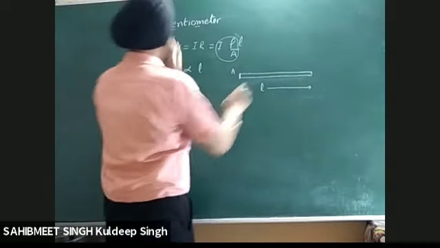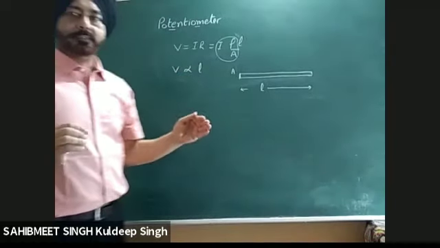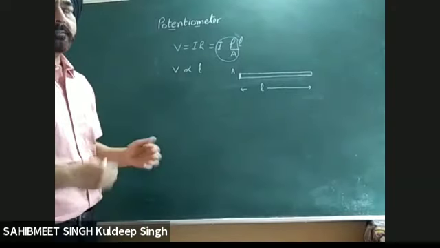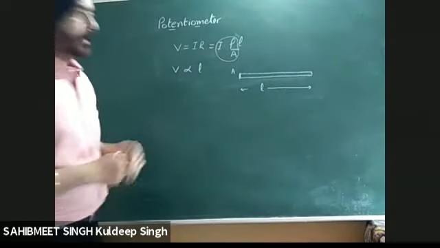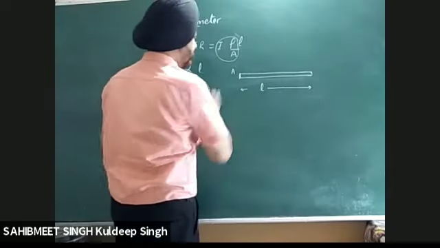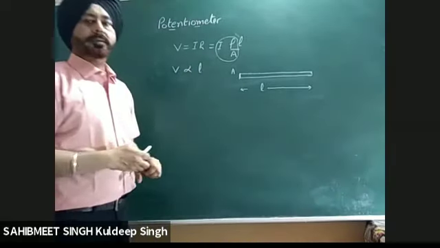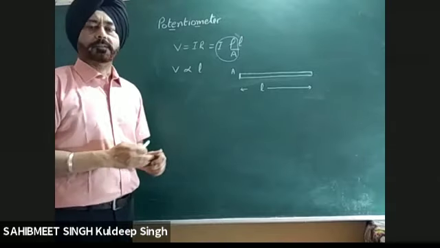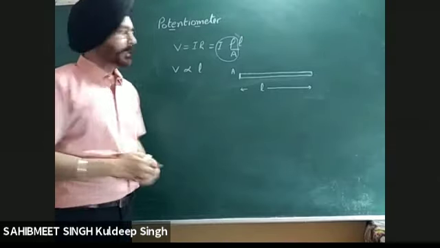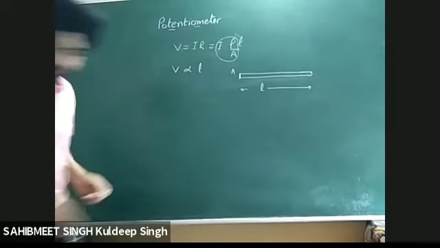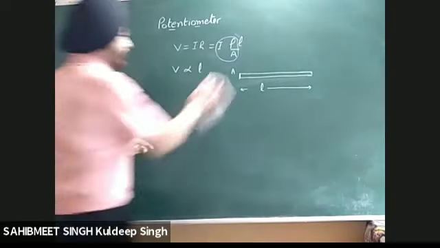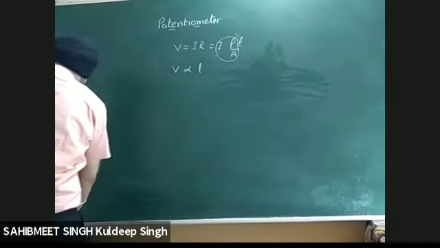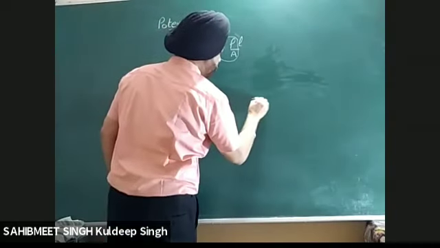So what is a potentiometer? It is a long stretched wire on a wooden plank, maybe 4 meter, 5 meter, 10 meter, and the material that we use is either constantan or manganin because these materials have a low temperature coefficient of resistance. So let us say this is our potentiometer. Let me draw a simple diagram.